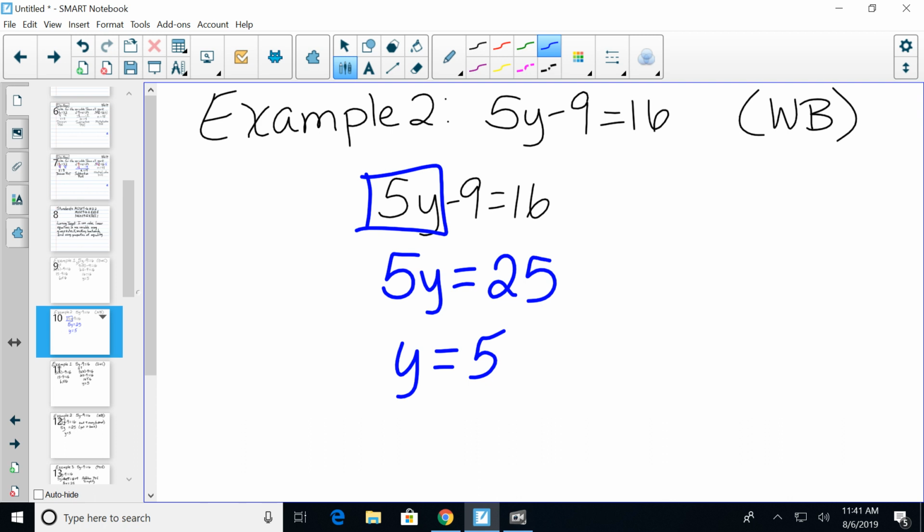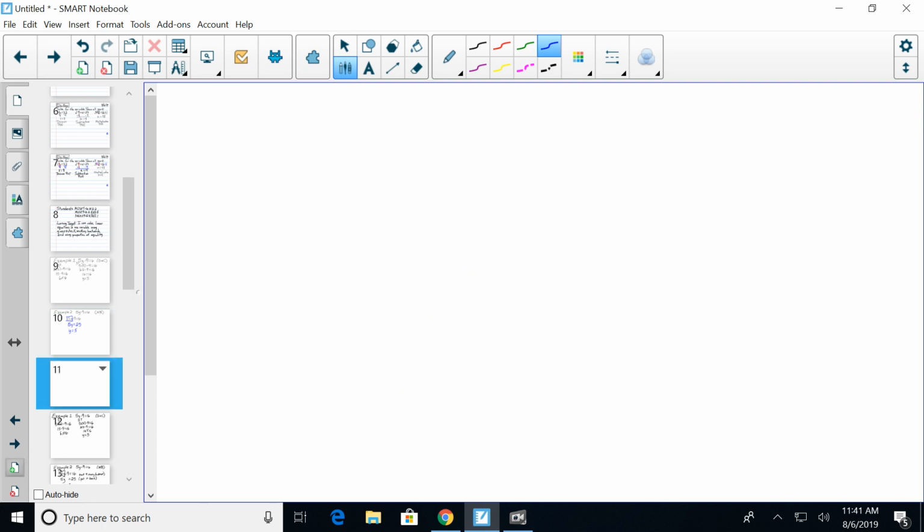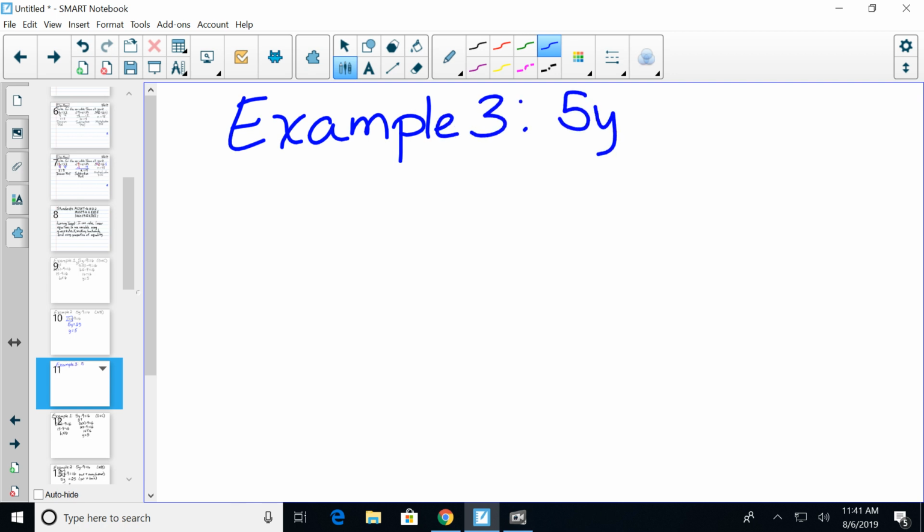Questions on working backwards? They'll come shortly, I'm sure. Hopefully not, but I'm expecting it. You don't have a calculator. All right. Last example. Same problem. But this time we're going to use properties of equality. Same problem, but we're going to use properties of equality.